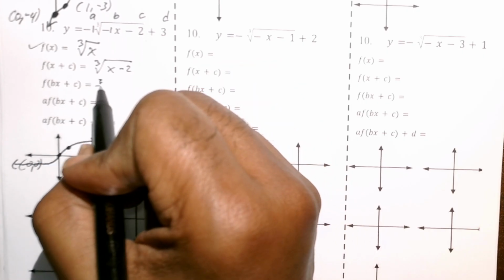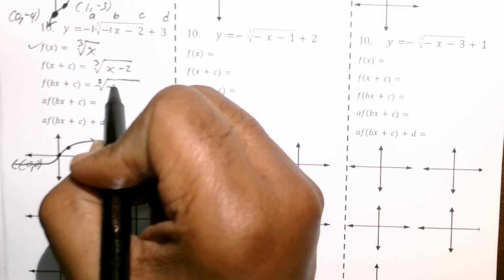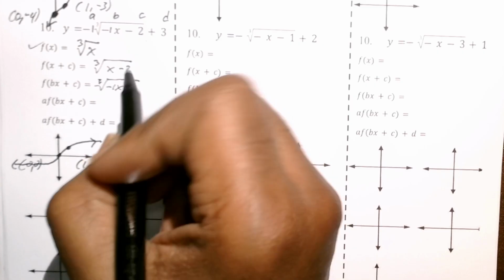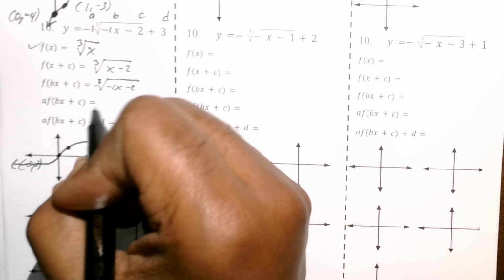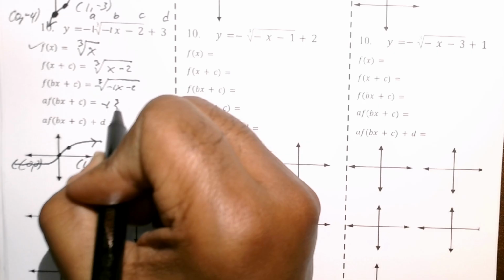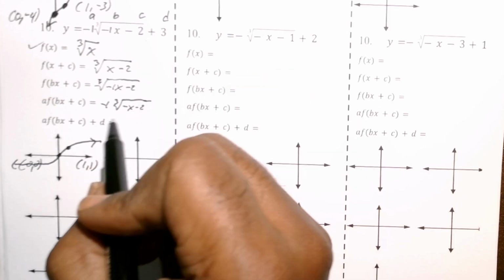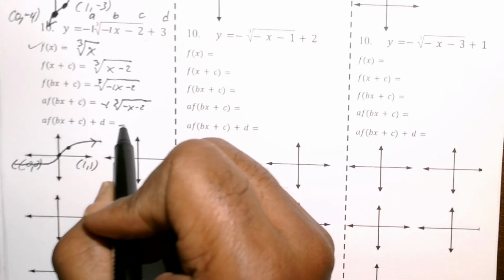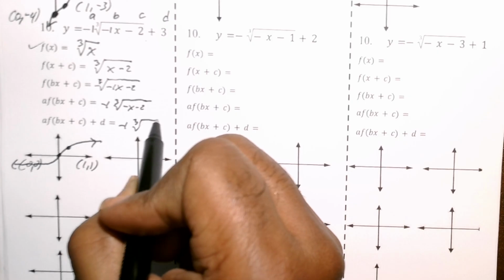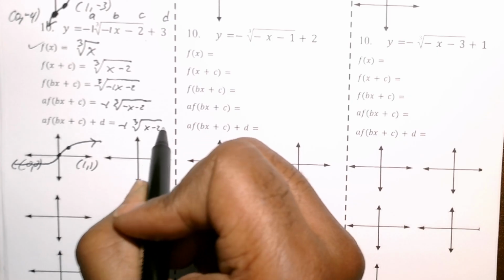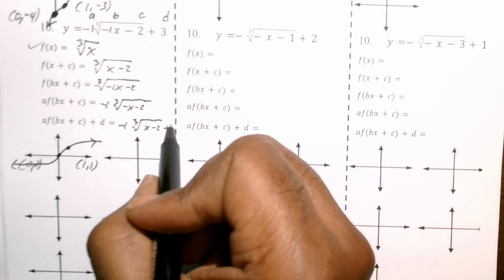The b parameter is going to be the cube root of negative 1x minus 2. And then the next parameter is going to be negative 1 cube root of negative x minus 2. And then finally, with the d parameter, it's going to be negative 1 cube root of x minus 2, and then the plus 3.